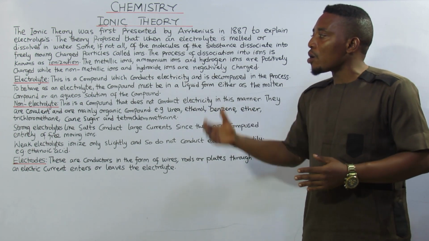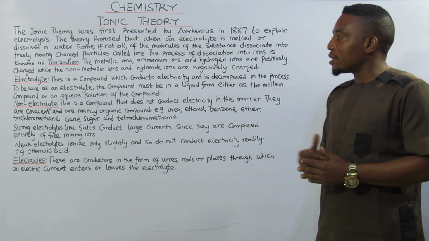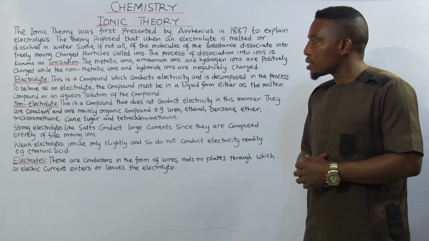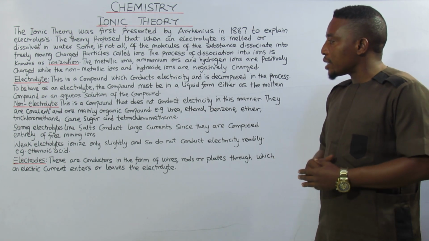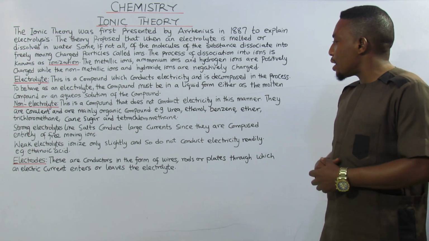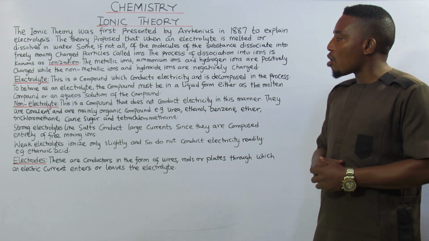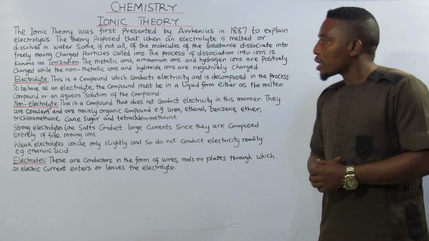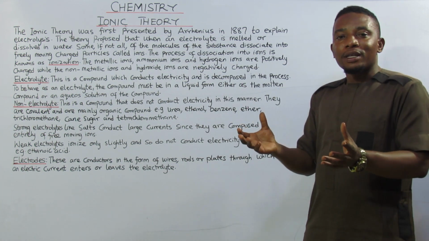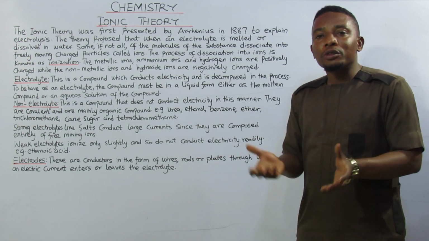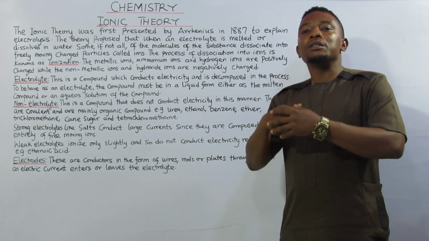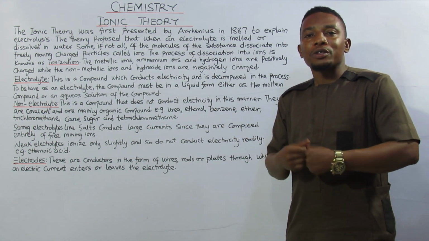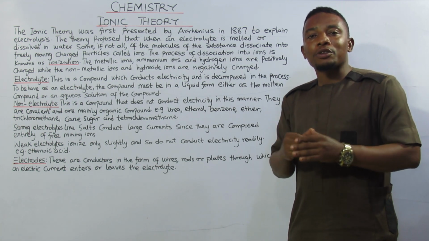Also, here we have what we call an electrolyte. This electrolyte is a compound which conducts electricity and is decomposed in the process. The compound must be in liquid form, either as the molten compound or as an aqueous solution of the compound. So an electrolyte is a compound that conducts electricity in a molten form or in aqueous solution. When such a compound conducts electricity, you term that compound an electrolyte.